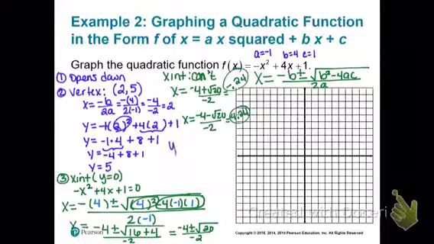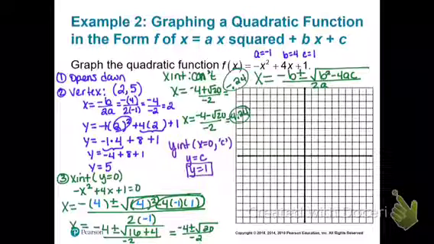All right, so then my y-intercept. This is where there were 2 ways. We could let x equal 0, or when we're in general form like this, it's our c value. What was our c value here? 1. So it's just y equals 1. So let's plot our points. The y-intercept is the c value when you're in general form. When you're in ax squared plus bx plus c, your y-intercept is the c value.